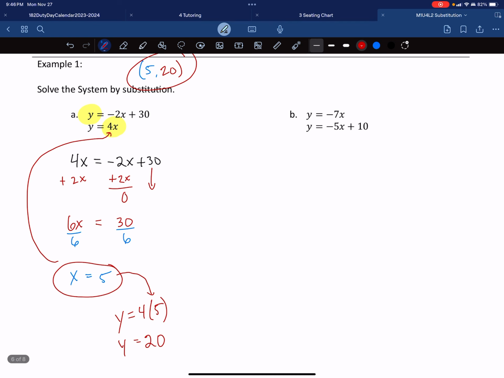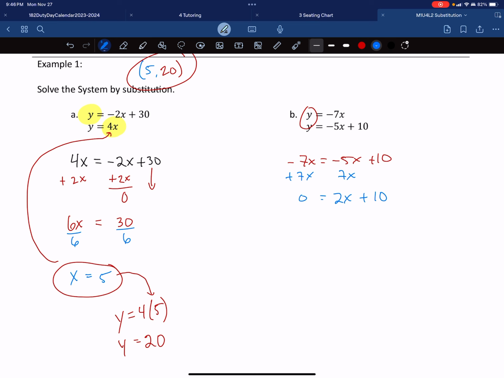Okay, so let's try it again. Again, I'm going to set this up. They're both equal to y, so I can say negative 7x equals negative 5x plus 10. I like to move the smaller of the two x's, so I'm going to move the 7x. So we're going to end up with 2x plus 10 equals 0.